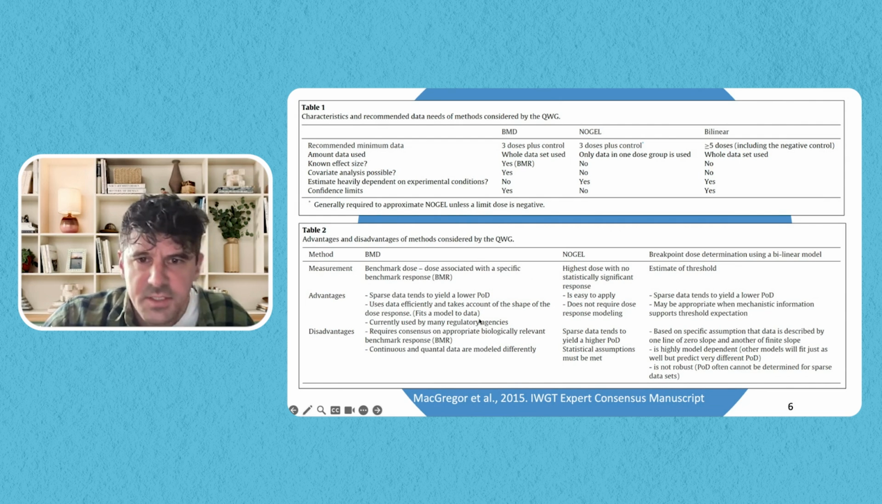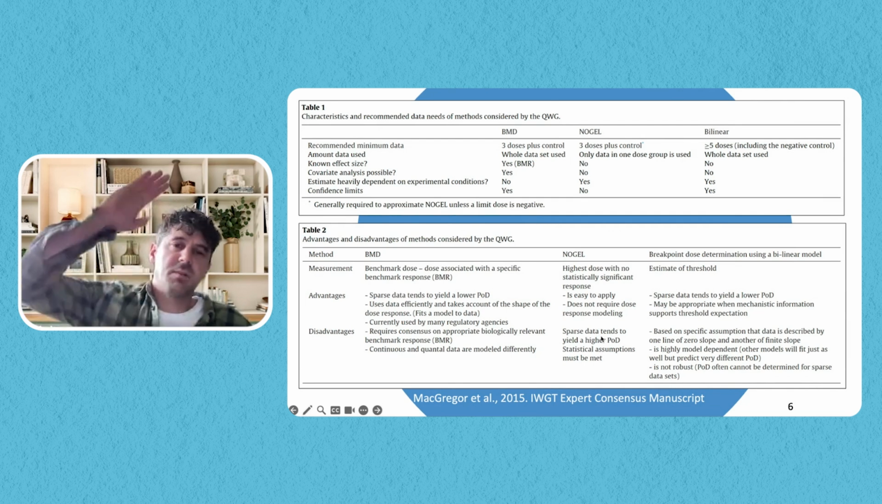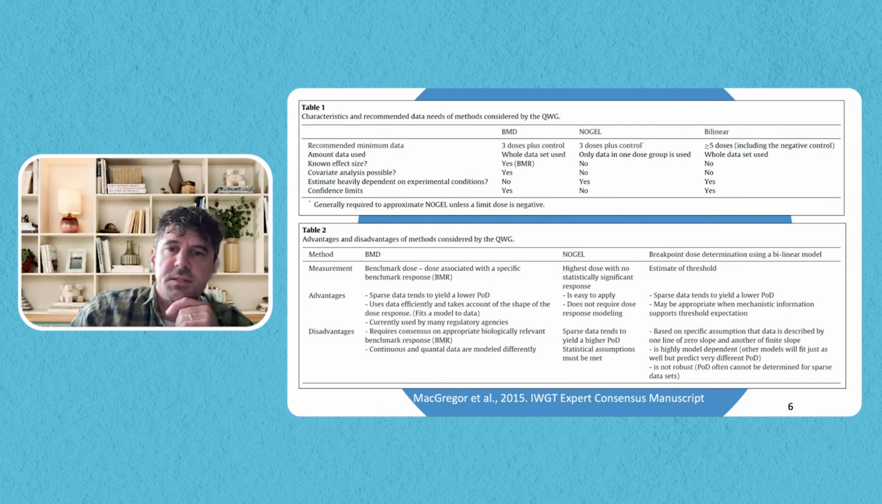I think some of the major disadvantages, so this is quite a big one that we came out with. Pairwise testing, I'll show you again in a minute with a figure. Pairwise testing of sparse data, so not very good data with massive error bars, that's what sparse data means, tends to yield higher points of departure.